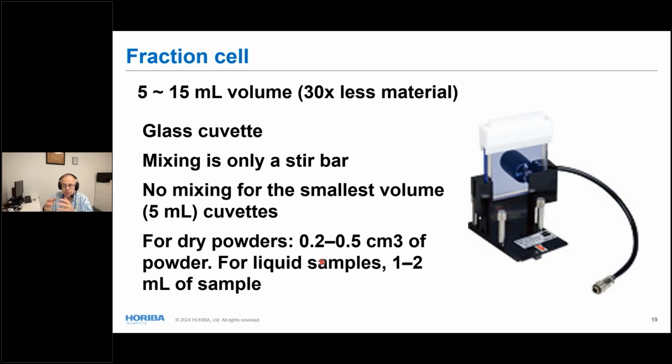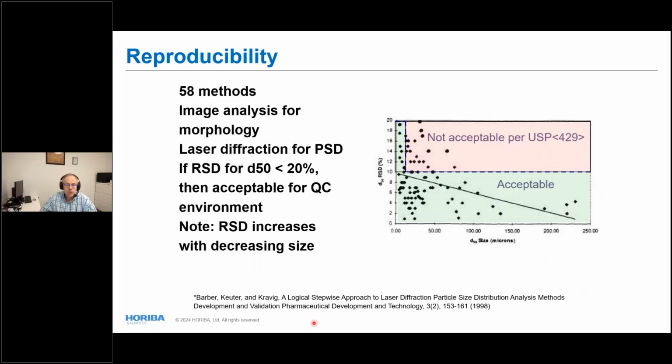So much, much less sample required, and that's really where the fraction cell shines, when your samples are quite valuable. You do have to take it apart or take it out and wash it manually. There's no autofill, obviously, to save liquid. This is also where this question of particle size and settling becomes very pointy.